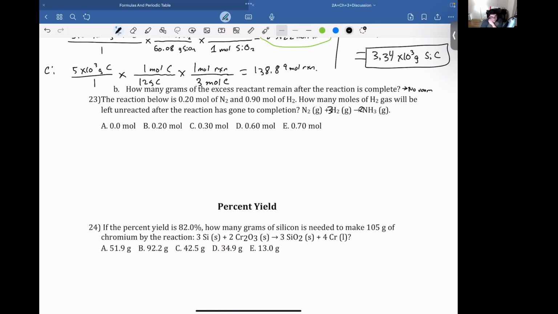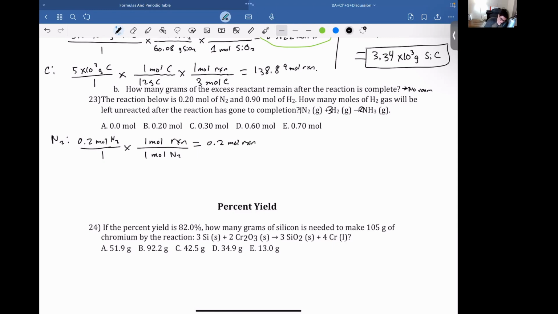All right. So doing the same thing, first you can figure out which one is limiting. So for N2, you start with 0.2 moles. You're going to get 1 mole of reaction for every 1 mole of N2 you use because the coefficient is 1. So you end up with 0.2 moles of reaction.